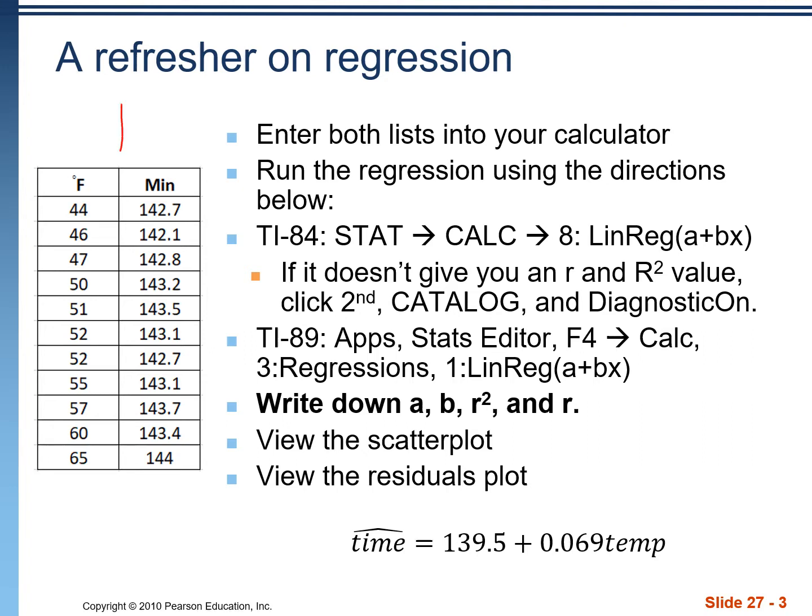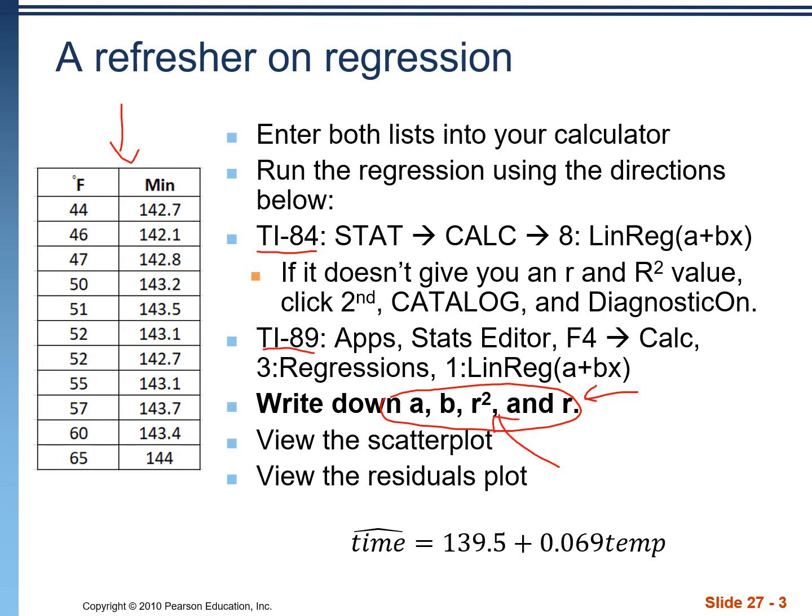And before we do anything else, let's do a refresher on regression. So we want to make lists of both of these in our calculator, and we want to run the regression using the directions here, either for TI-84 or TI-89. Okay, it's going to give us an output. We want to write down these values, A, B, R squared, and R. The R is the correlation coefficient. It's telling us how well this data fits the line of best fit. The R squared is the coefficient of determination.